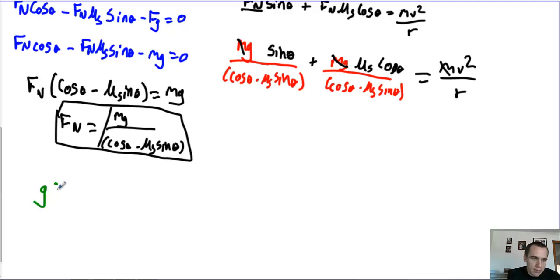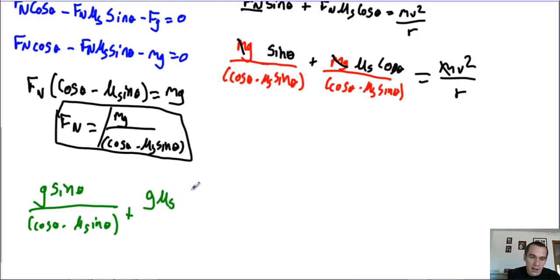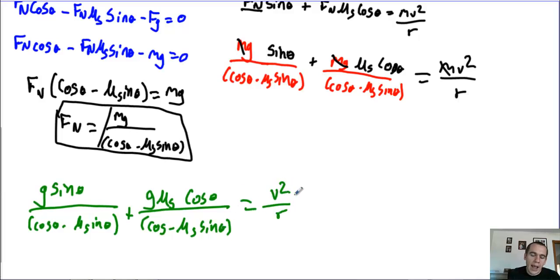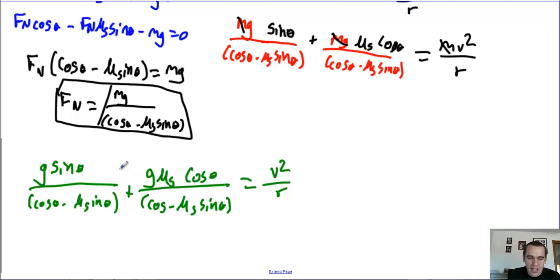I have g times the sine of theta over cosine theta minus mu s sine theta plus g times mu s times the cosine of theta over cosine theta minus mu s sine theta equals v squared over r. I actually know the numbers for v and for r. I know the numbers for theta. I know g. The only thing I don't know in this whole equation is mu s.